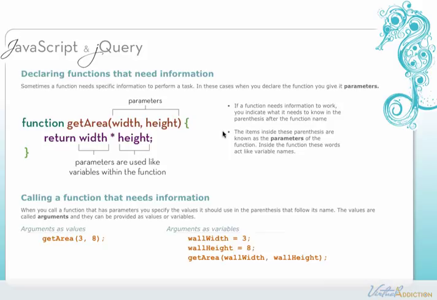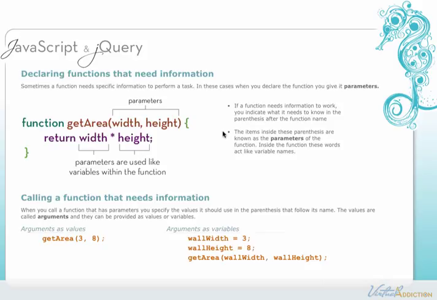Inside the function, these words act like variable names. This function will calculate and return the area of a rectangle. To do this, it needs the rectangle's width and height. Each time you call the function, these values could be different. This demonstrates how the code can perform a task without knowing the exact details in advance, as long as it has rules it can follow to achieve the task.